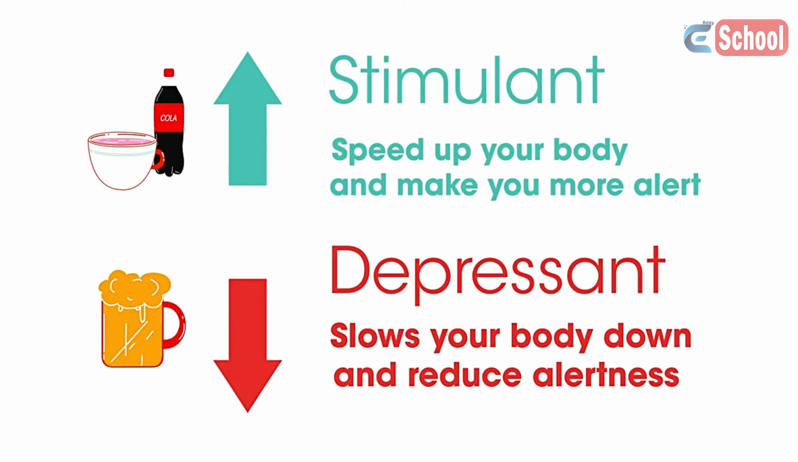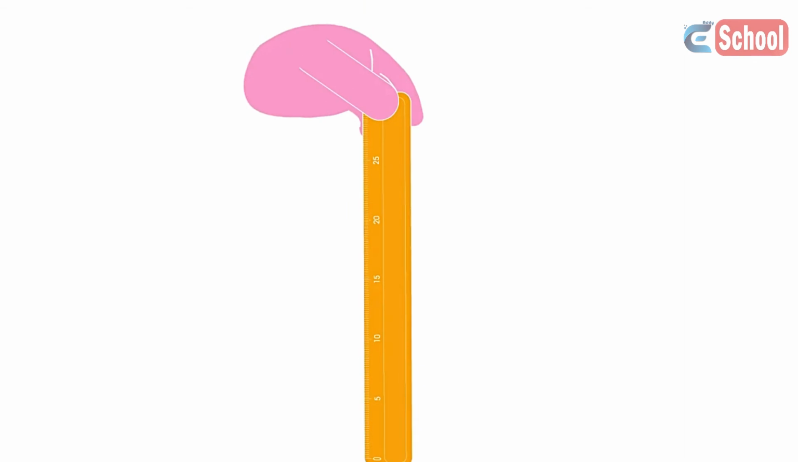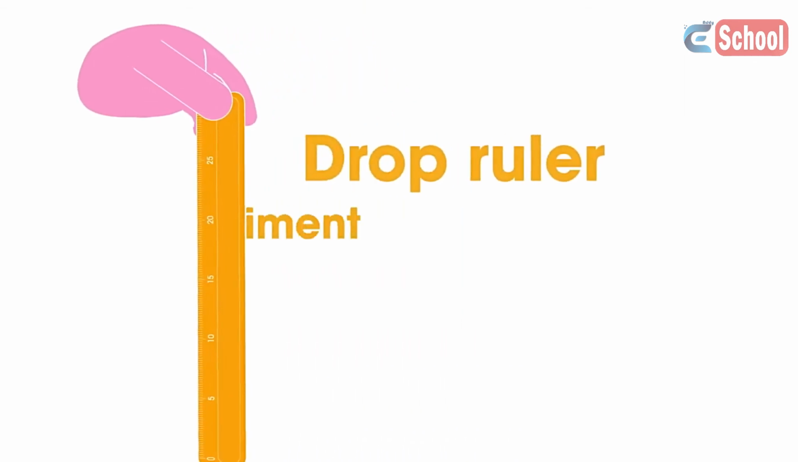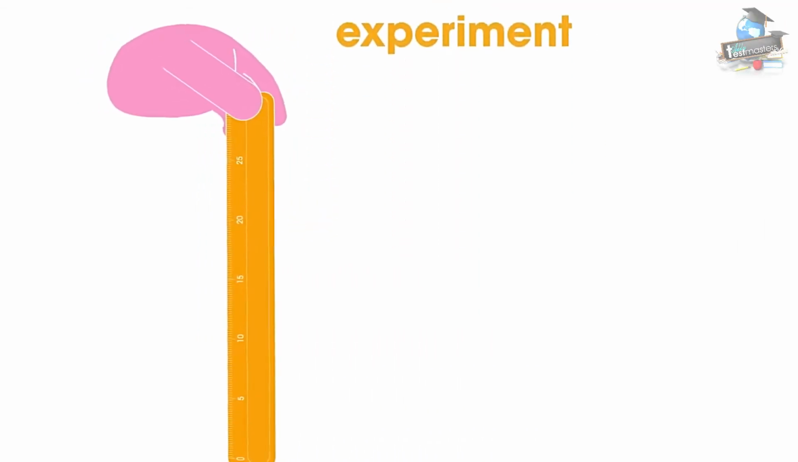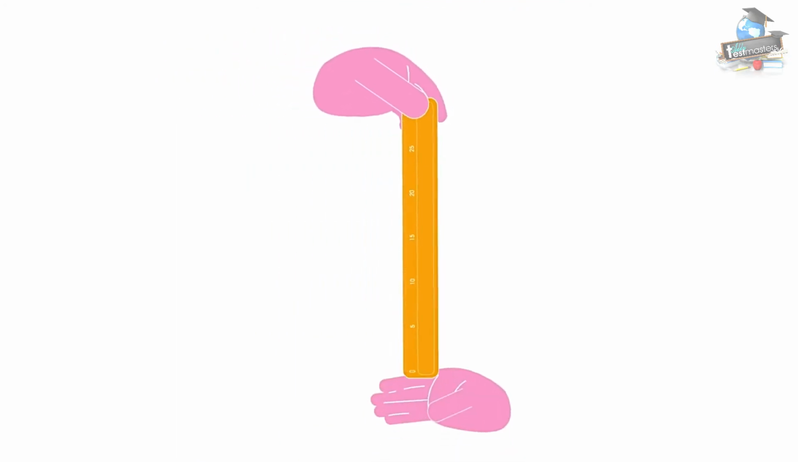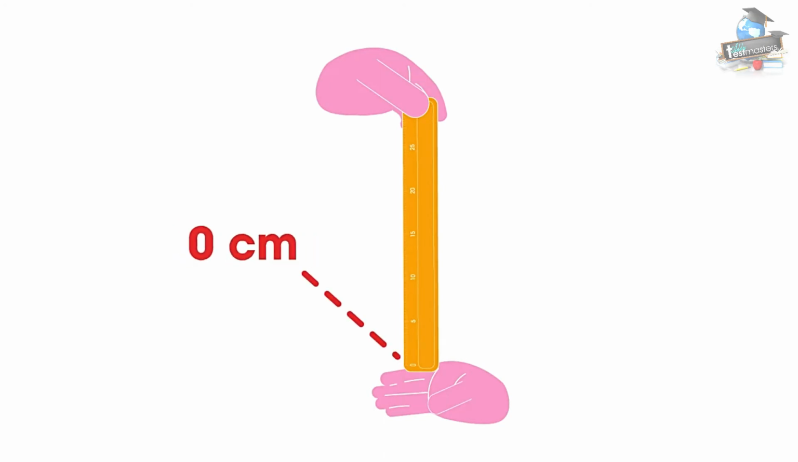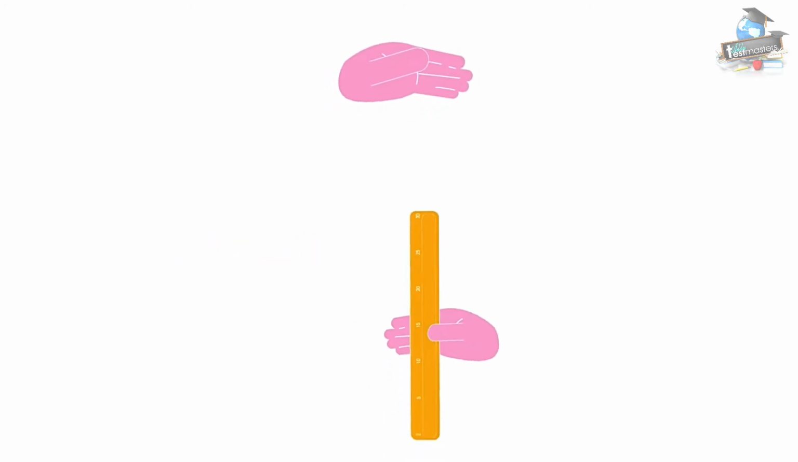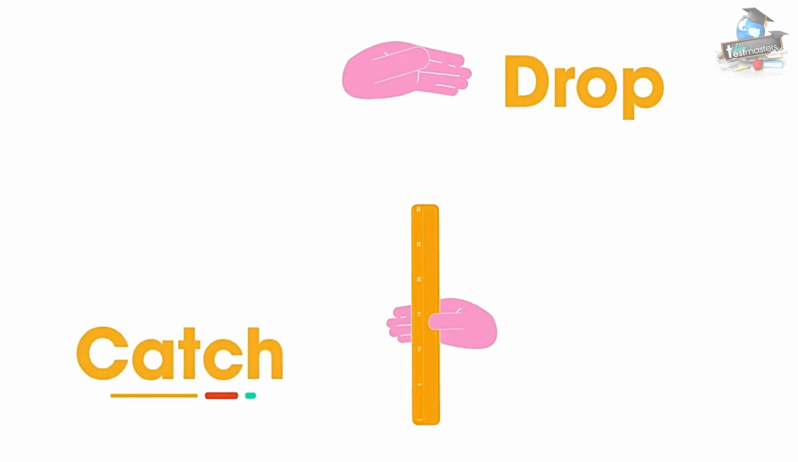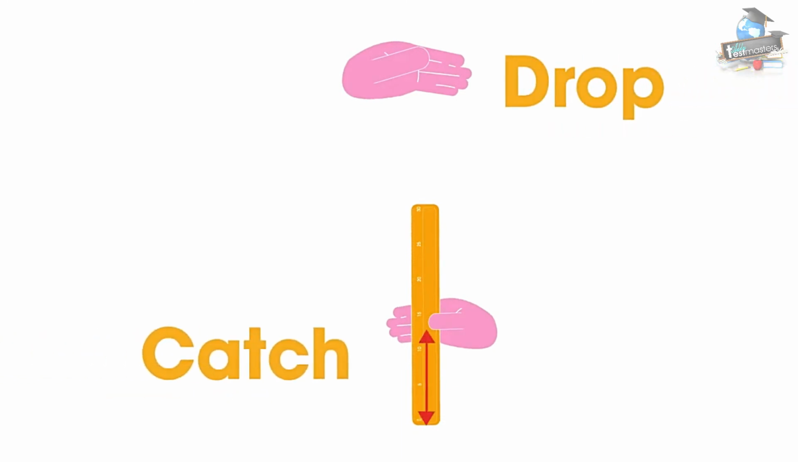One simple way to measure how either drug use or distraction in the environment might alter your reaction time is to do the drop ruler experiment. One person drops a ruler between the subject's thumb and forefinger, which is placed at the 0 centimeter mark. No warning is given. The distance the ruler has dropped before being caught is read off the scale. This is repeated many times.